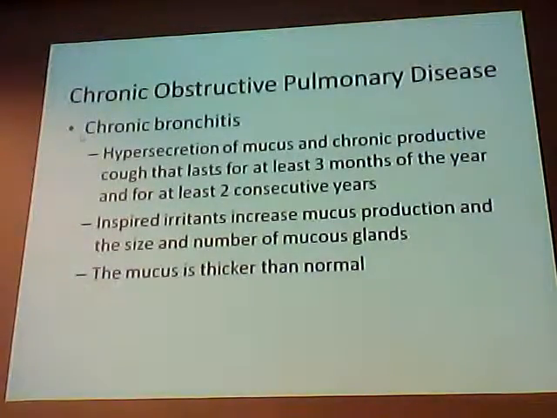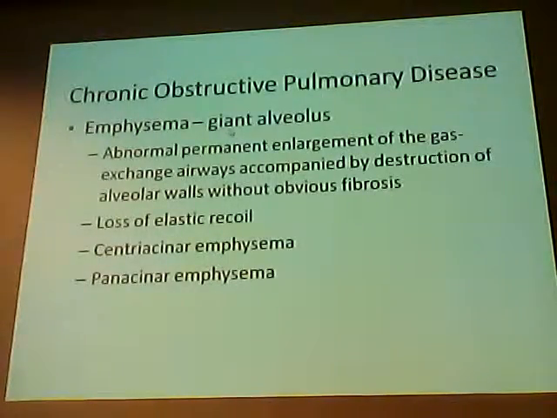So with chronic bronchitis, hypersecretion of mucus, and it's very, very difficult to breathe out. It's very thick mucus. Emphysema, you have giant alveoli, so you lose the elastic recoil, and it could be, he doesn't differentiate centriacinar versus panacinar, but pan would be everywhere, centri is just one location.